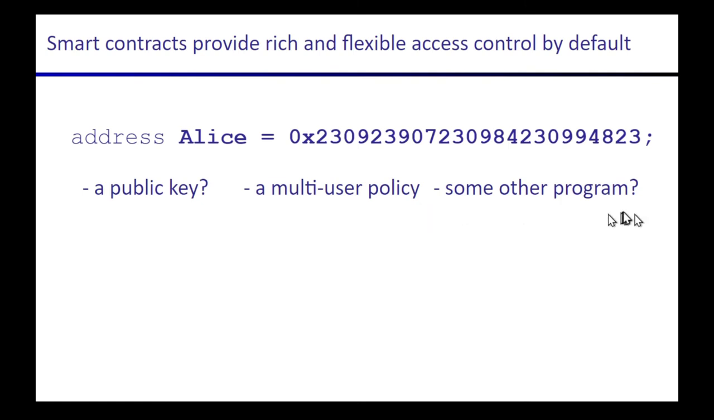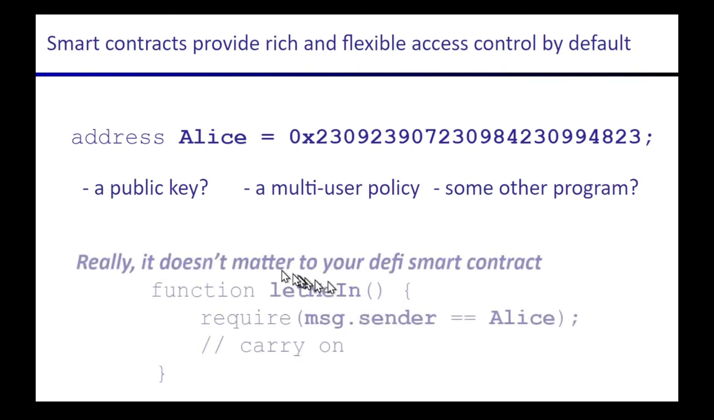And of course, the address could be of a smart contract that does something completely different than just be an access control policy. It could be an auction or some other mechanism. And what's nice about it is that what actually is happening behind this address doesn't really matter to us when writing the smart contract. It's all message.sender.